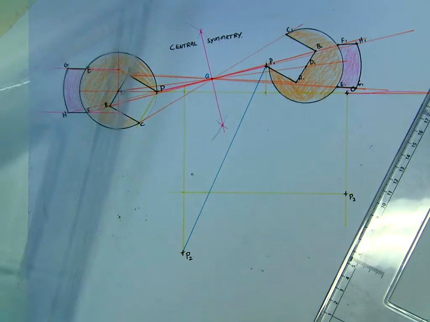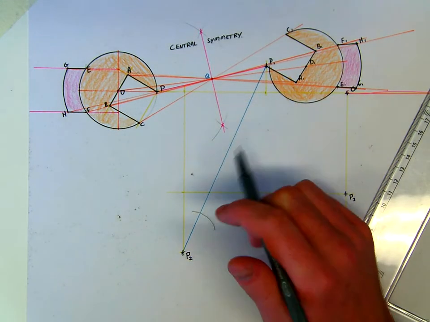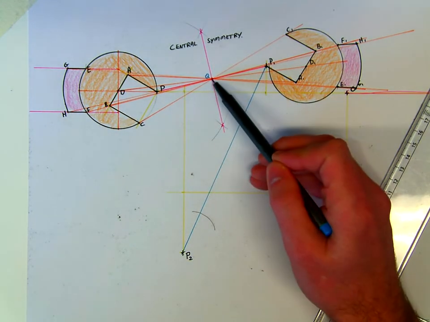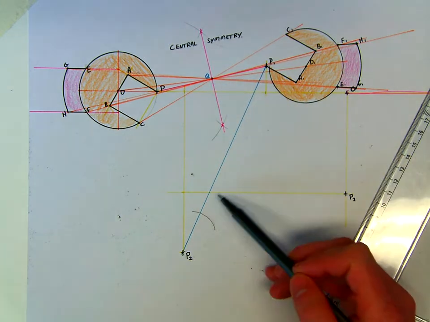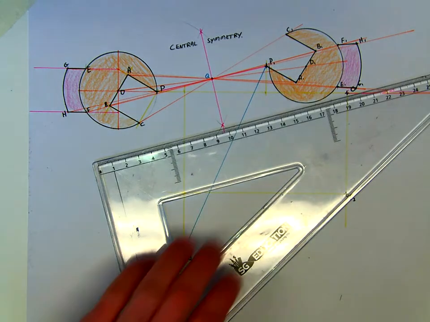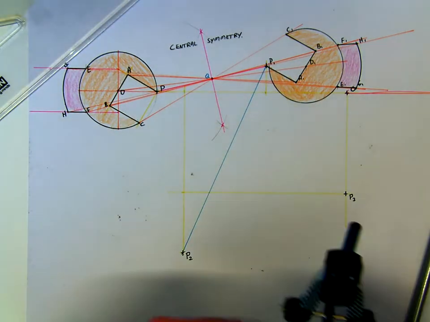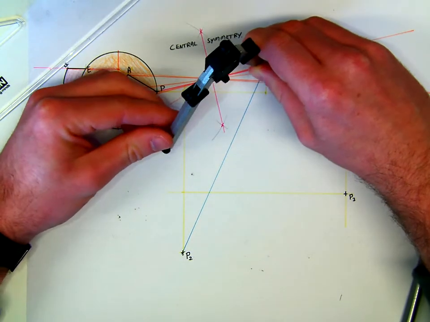And the same as central symmetry, I need to bisect that line. Now the difference with central symmetry was I was looking for a point, so I just marked the point where these two met each other. But this time I'm actually going to mark in the whole line because I need to mirror everything around a line of symmetry. So to bisect a line, put my compass on P, stretch it more than halfway.